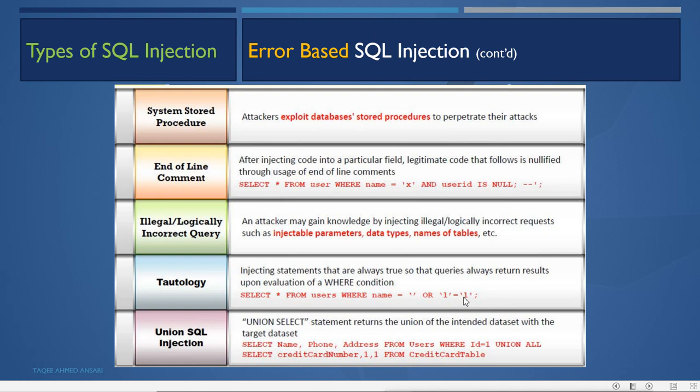Union SQL injection. Union select is also a statement. This statement returns the union of the intended data set with the target data set. So when you say select name, phone number from users where ID is 1 union all select credit card numbers from credit card table, it will return all the information of the credit card table, which means all the credit card numbers of the users.